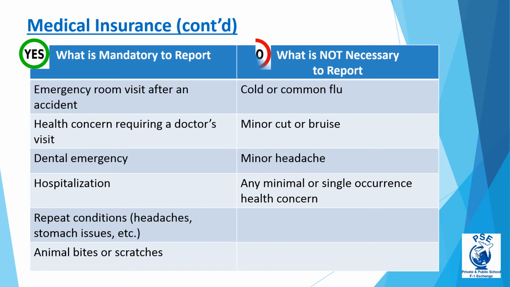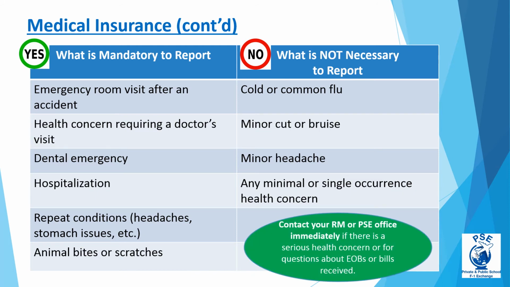The following are examples of what would not be necessary to report: a cold or common flu, a minor cut or bruise, a minor headache, any minimal or single occurrence health concern. Remember to contact your regional manager immediately if there is a serious health concern. Also, always contact PSE if there are any questions about explanation of benefits or bills received.